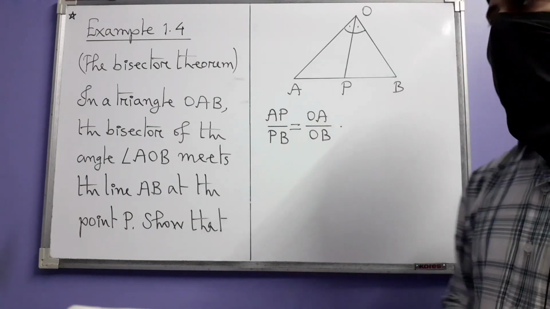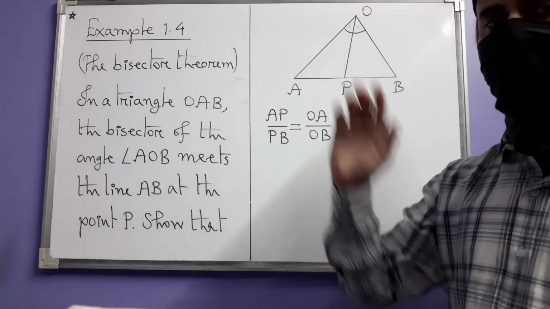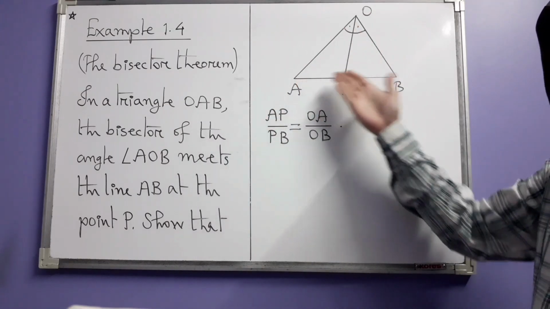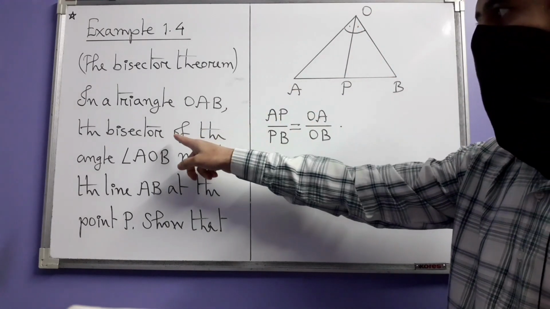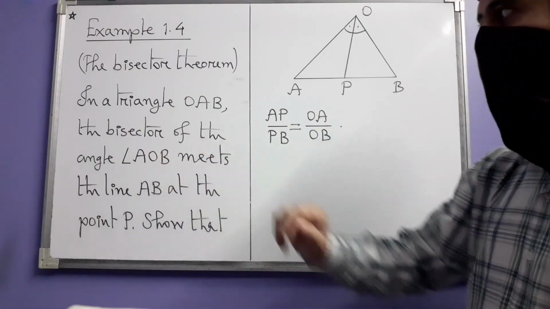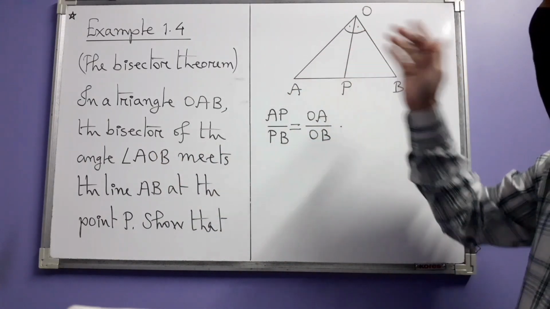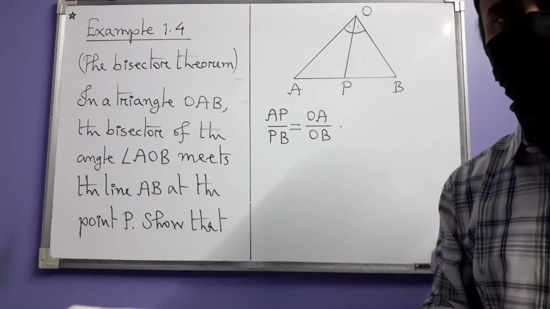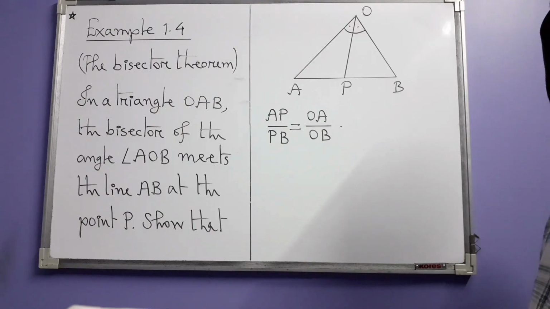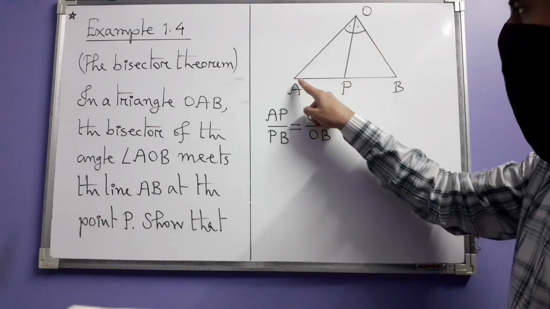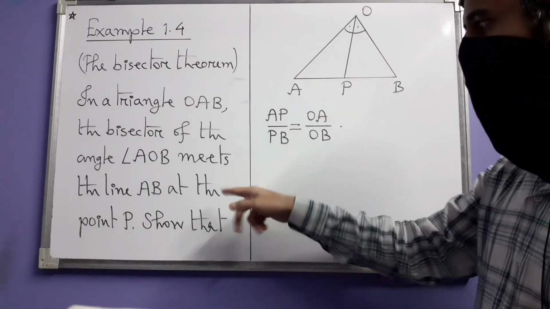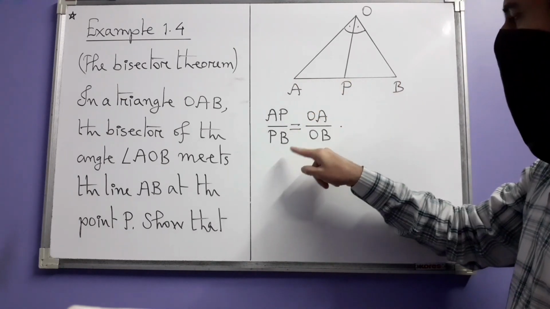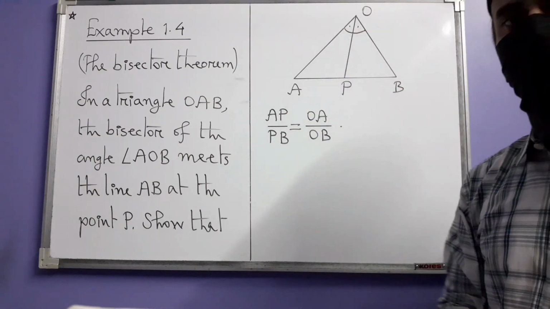We have another example where we are going to see the angle bisector theorem. You consider this triangle OAB. In the triangle OAB, the bisector of the angle AOB, that means this angle, is this angle bisector. It bisects the angle into two equal parts. And that bisector meets the side AB at the point P. This is what we have to then show: AP divided by PB equals OA divided by OB.